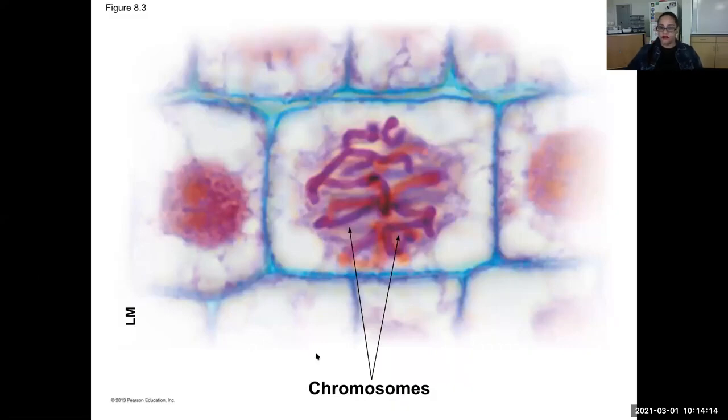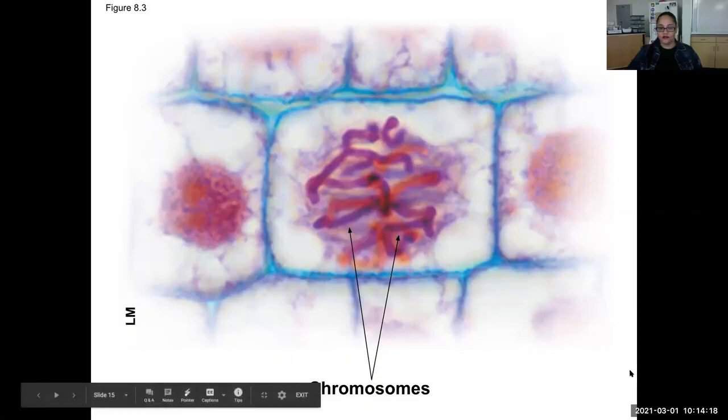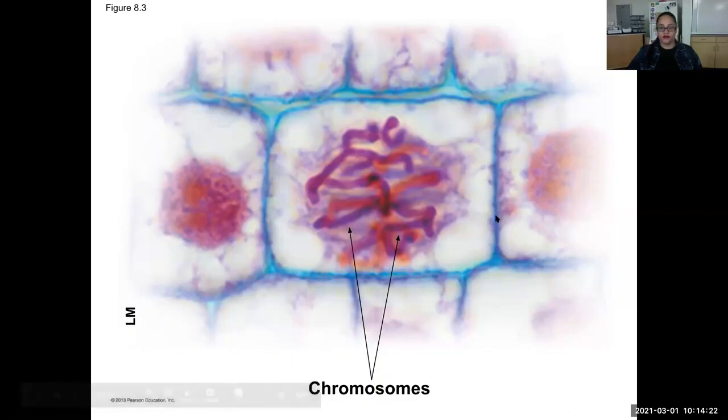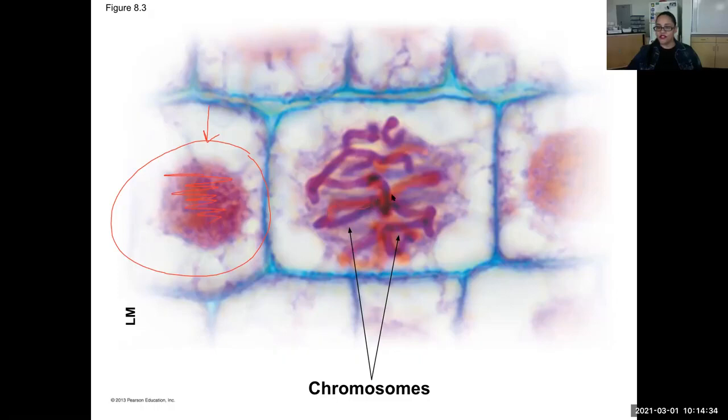So to the left, over here is what a cell normally looks like. That's the nucleus, but it's all shaded in. You can't really see anything. Once cell division starts, now you can see these little squiggly things. These are when chromosomes really start to form at the beginning of mitosis and meiosis.